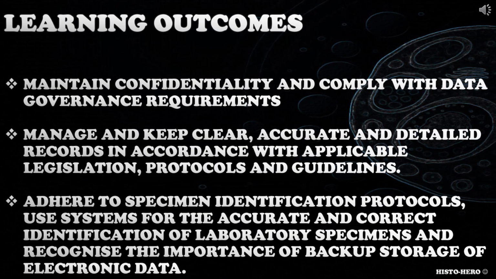These are the learning outcomes you should be able to meet when you have completed this module. You should be able to maintain confidentiality and comply with data governance requirements. You should be able to manage and keep clear, accurate, and detailed records in accordance with applicable legislation, protocols and guidelines. And you need to be able to adhere to specimen identification protocols, use systems for the accurate and correct identification of laboratory specimens and recognize the importance of backup storage of electronic data. When you complete this module, come back to the learning outcomes to check that you have actually met them.